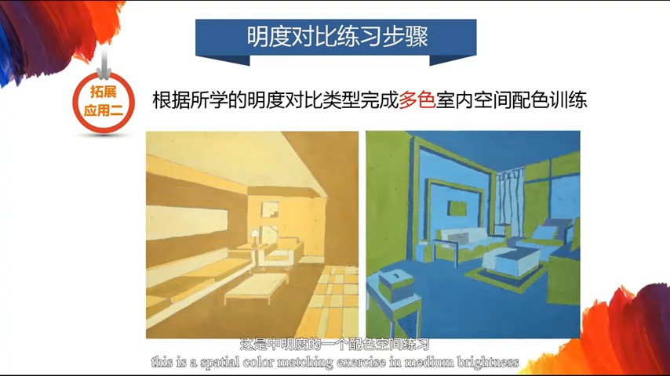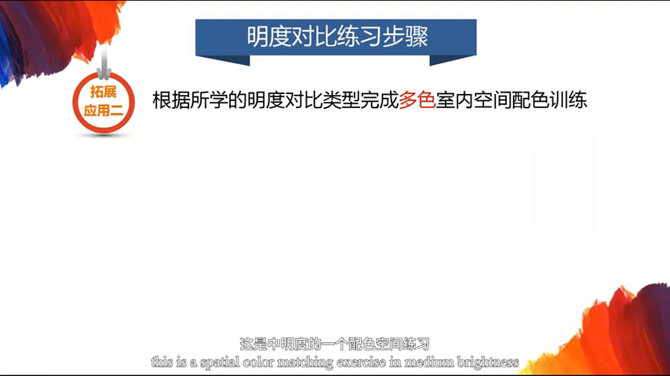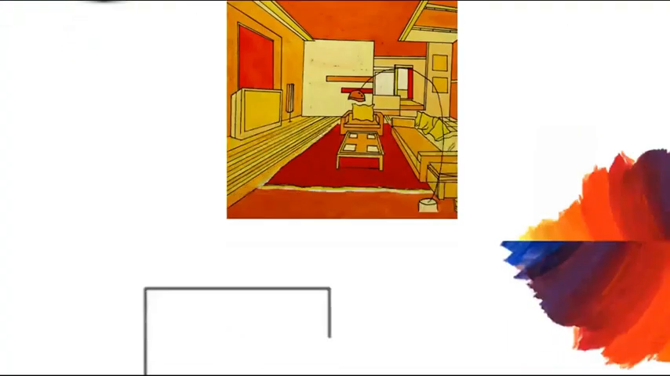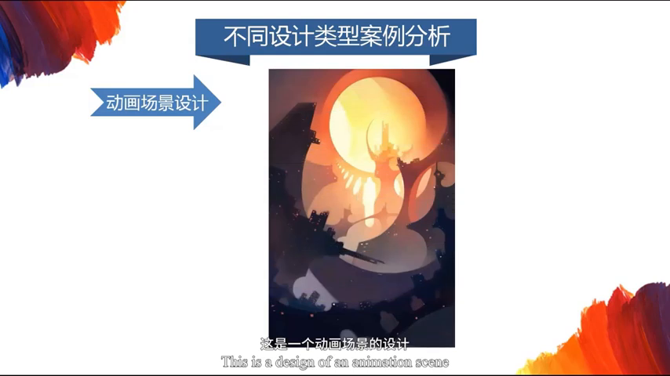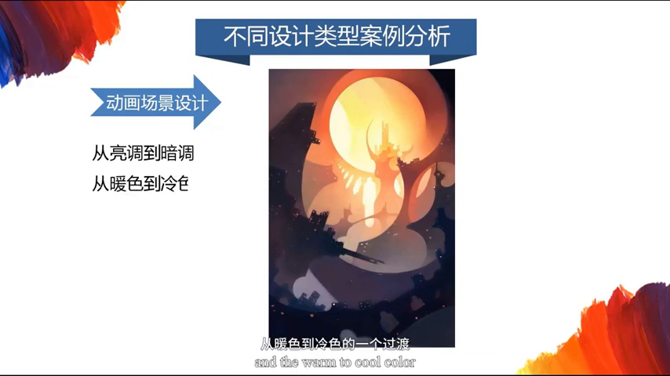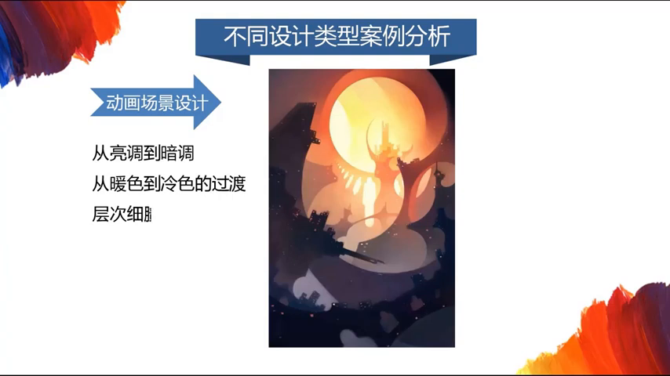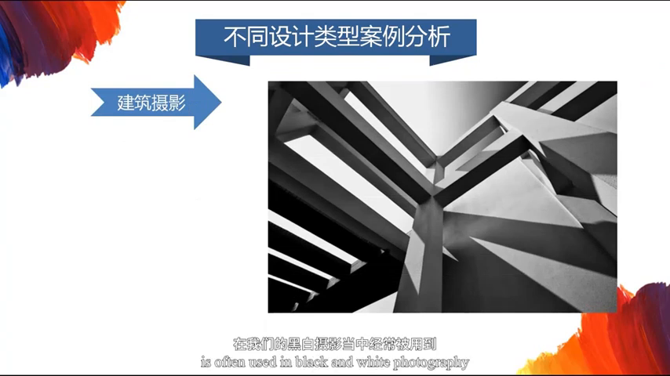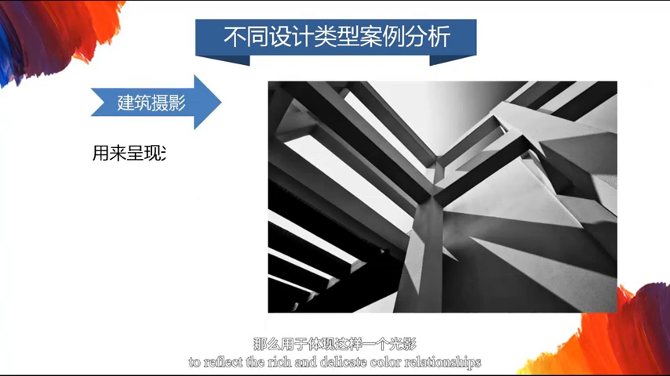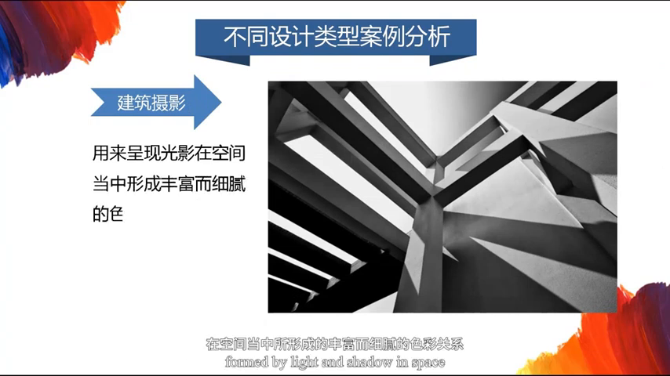We can see that this is a spatial color matching exercise in medium brightness, and this is in low brightness. The application of brightness contrast in design. This is the design of an animation scene, and we can see that the designers skillfully use varying levels of brightness, creating rich scenes transitioning from light to dark and warm to cold color, creating intricate and rich layers. Similarly, brightness contrast is often used in black and white photography to reflect the rich and delicate color relationships formed by light and shadow in space.